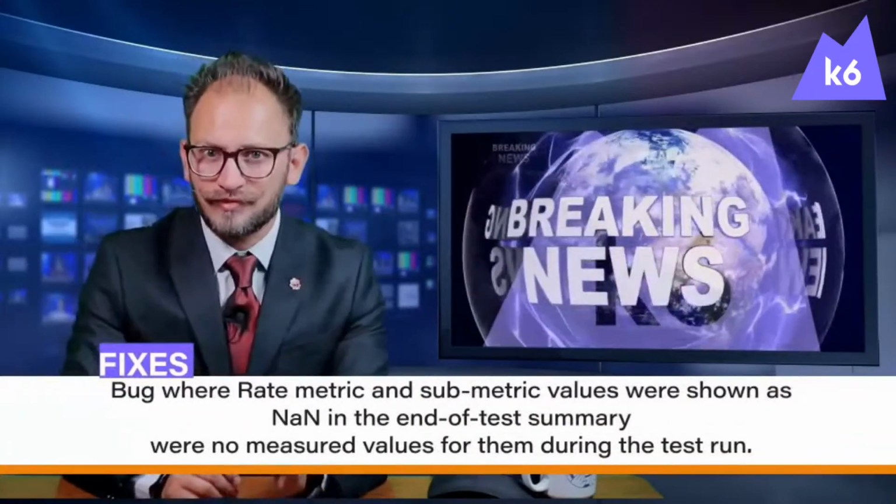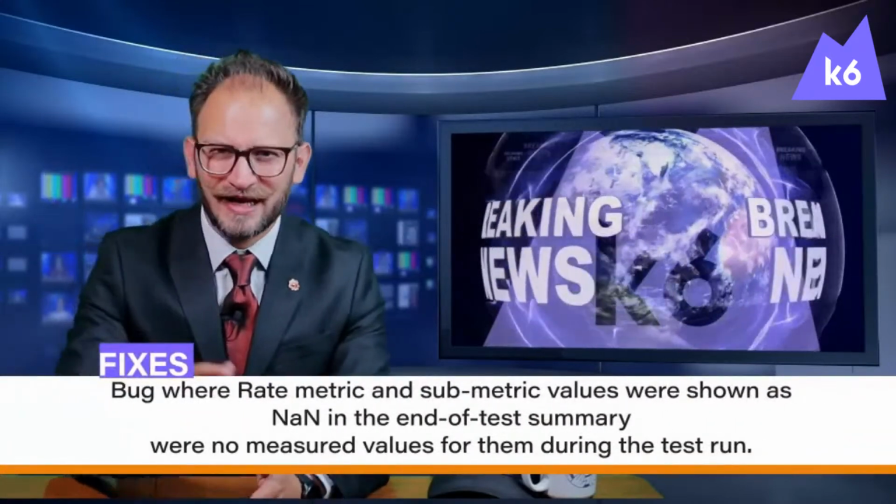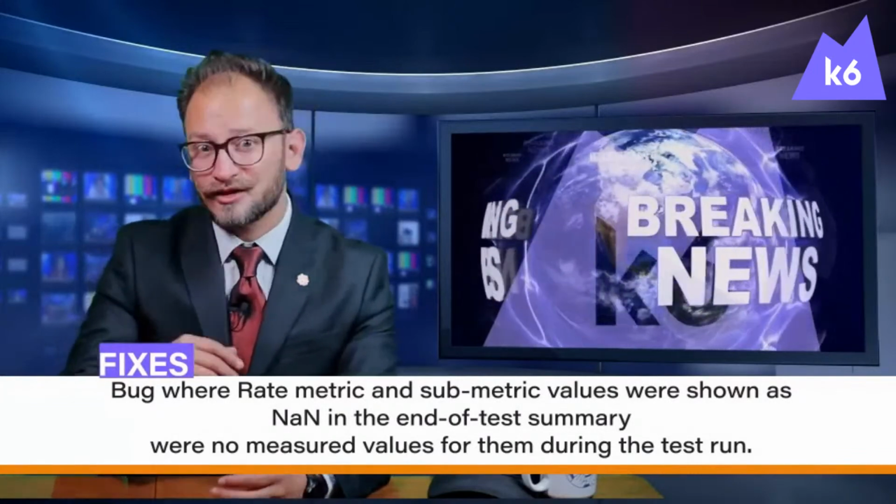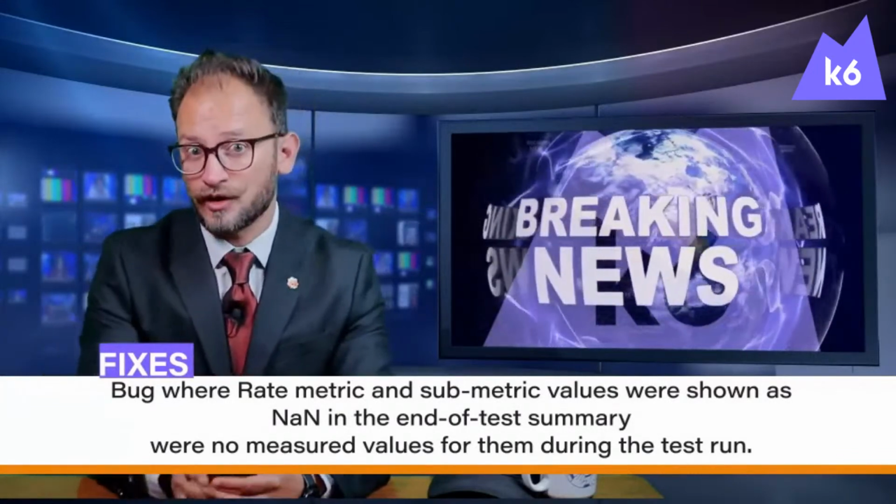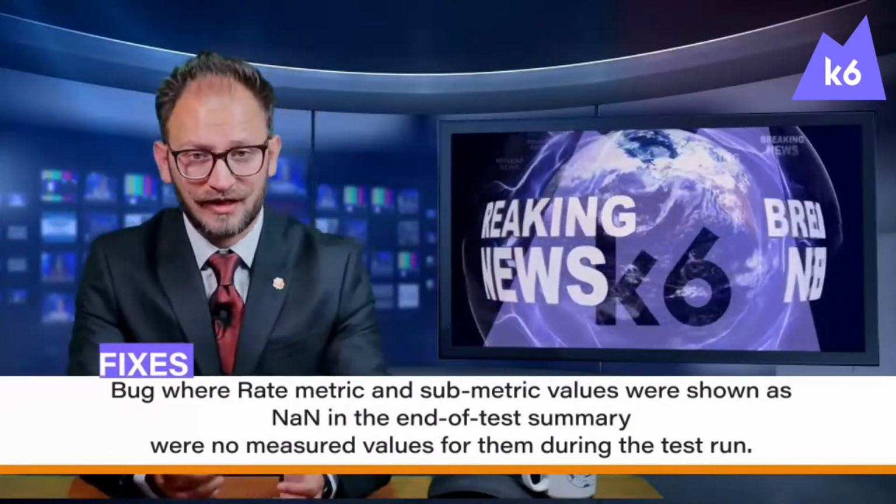We solved a bug where rate metric and sub-metric values were shown as NaN, not a number, in the end of test summary, if there were no measured values for them during the test run. This has been fixed. And last, we have a couple of fixes around panics.